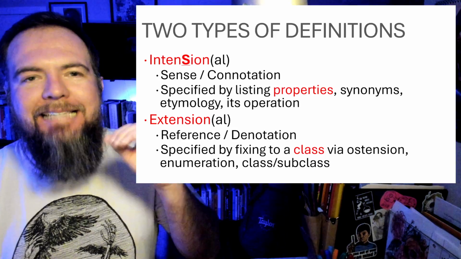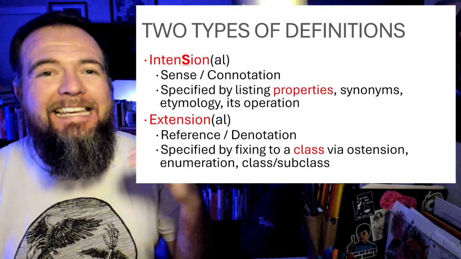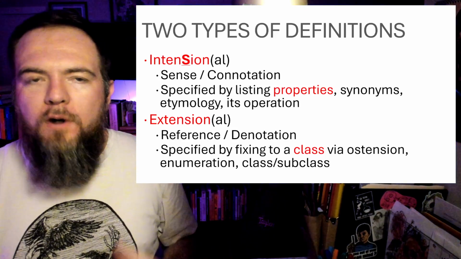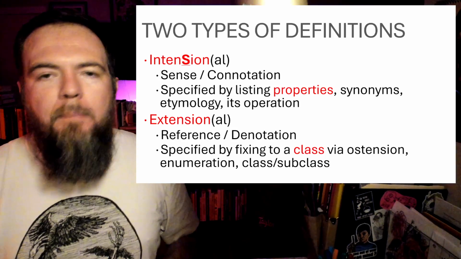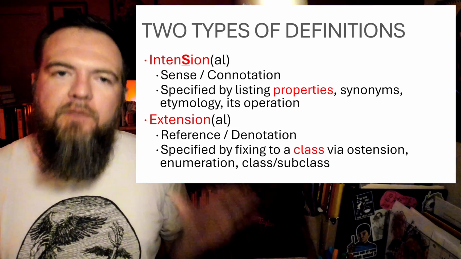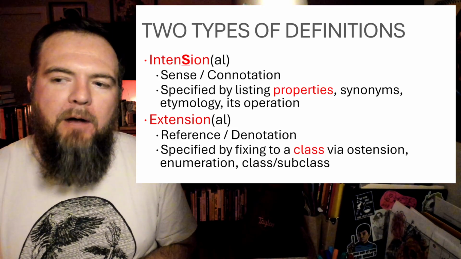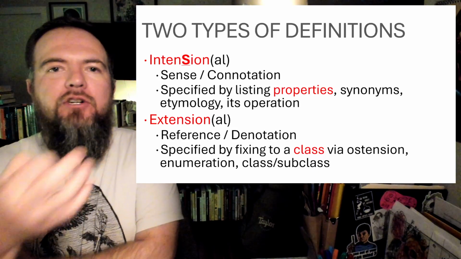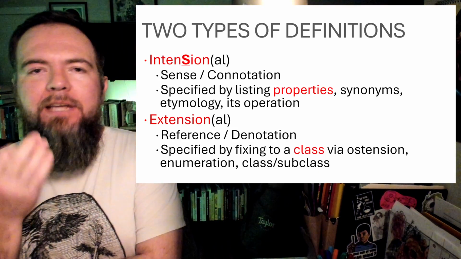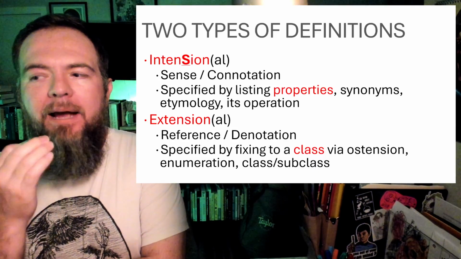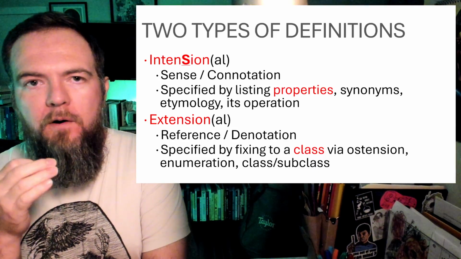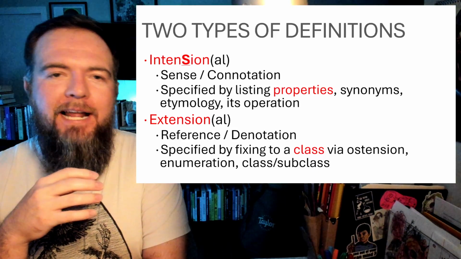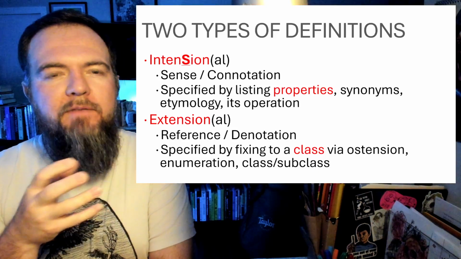But intentional definitions, or to talk about the intention of a word, is to talk about its sense or its connotation. Okay. But what that generally means is, if you can only remember one word to think about the intention, it's the properties. So whenever you are giving an intentional definition of a word, what you're doing is you're specifying the meaning by listing the properties of the term. Sometimes you can do this with synonyms. Sometimes you can do this by offering an etymology and talking about the origin of the term.